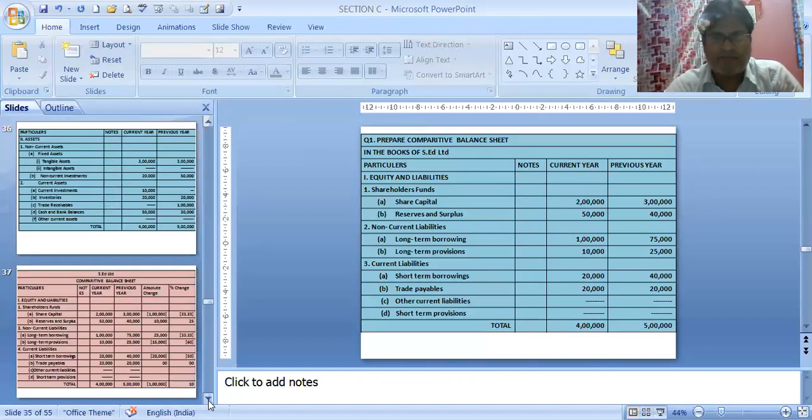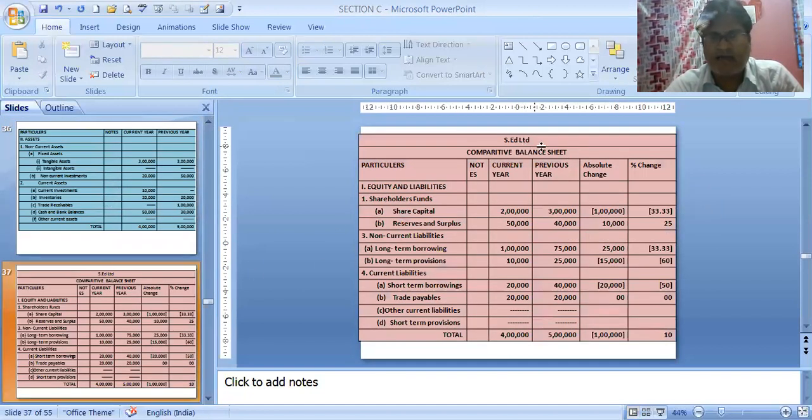So we will be first making the format. It is like this: Asset Limited comparative balance sheet, particulars, notes, current year, previous year, absolute change and percentage change. Now students, see over here, is the same thing. The first 2 lines are just a copy replica of the sum. Share capital 2 lakhs, 3 lakhs, reserve surplus 5 lakhs, 4 lakhs.